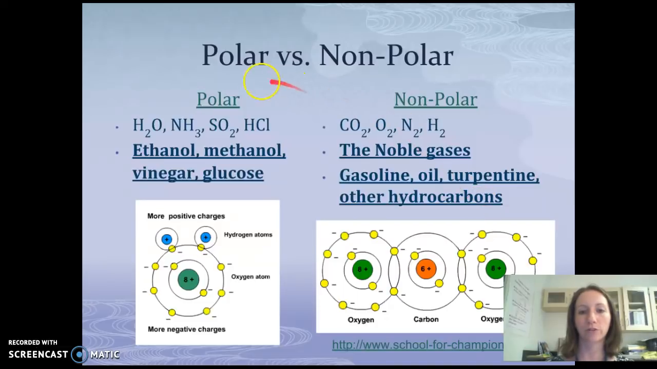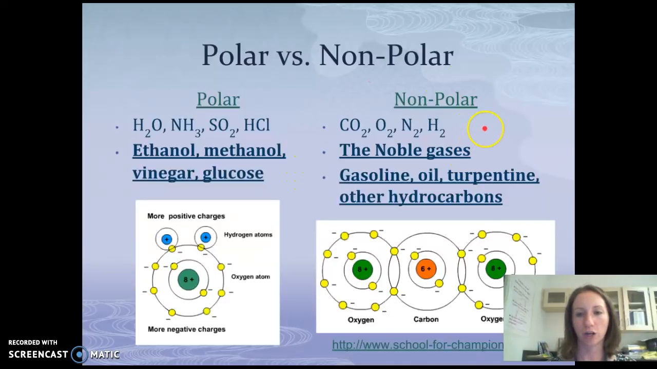Alright, so polar versus nonpolar. Here are just some examples of polar bonds. H2O, ethanol, methanol, vinegar, glucose. These are all compounds that form due to polar bonds. And polar bonds usually will take place, covalent bonds in general will take place with nonmetals. They tend to like to share their electrons.